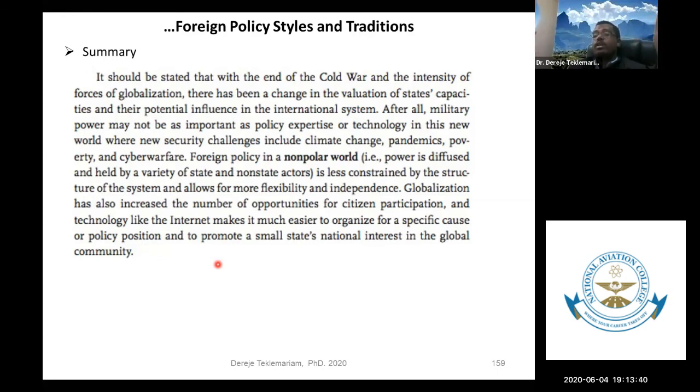So the current status quo in the knowledge of crafting foreign policy, we should really consider a concept: we are now even in a non-polar world. This is the conclusion of this chapter. Really, we are in a non-polar world where power is diffused and held by a variety of state and non-state actors. For example, we have so far only discussed state actors, but there are international corporations that even have greater political influence in the making of policy in some countries where there is a resource.